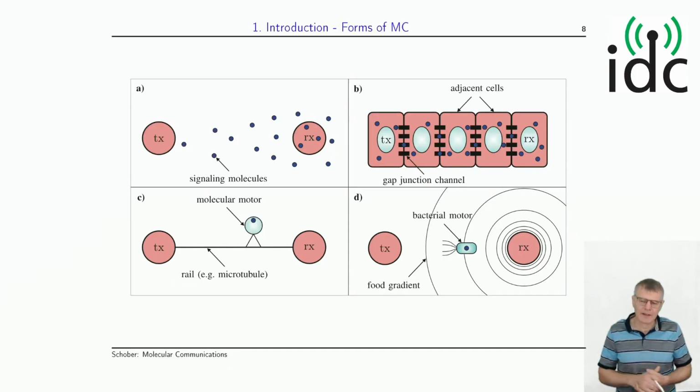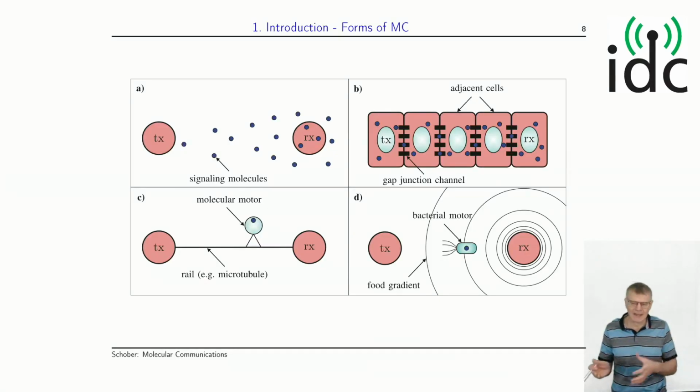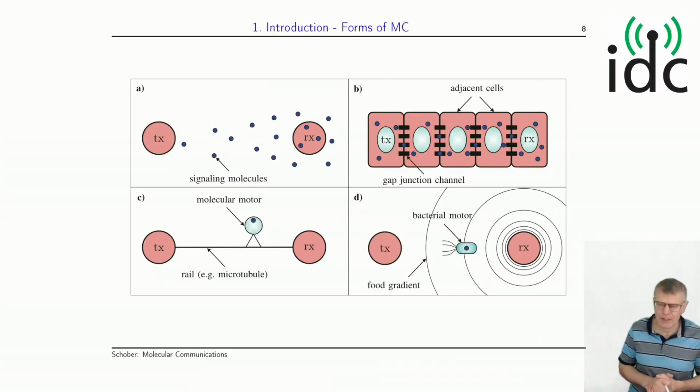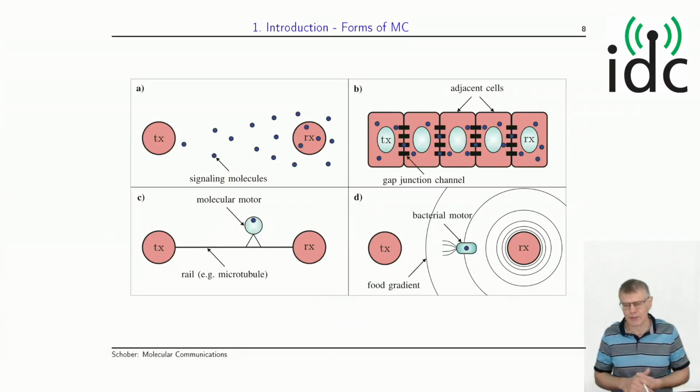Now the one form that is prevalent both in the molecular communication literature and also in nature is actually the communication via diffusion, right? So the first kind of molecular communication that I mentioned, and therefore this is also the type that I will focus on here in this talk.